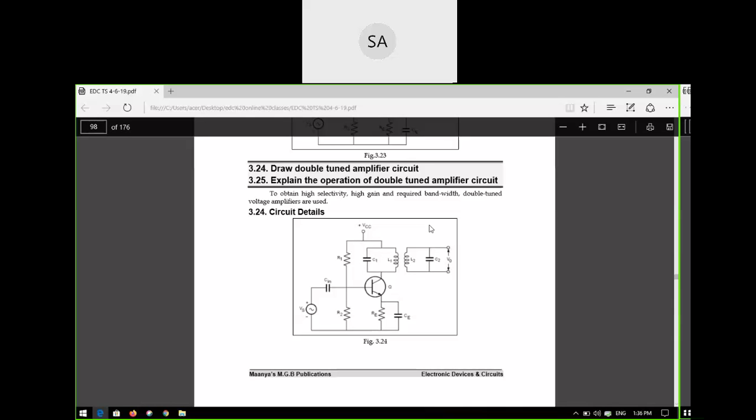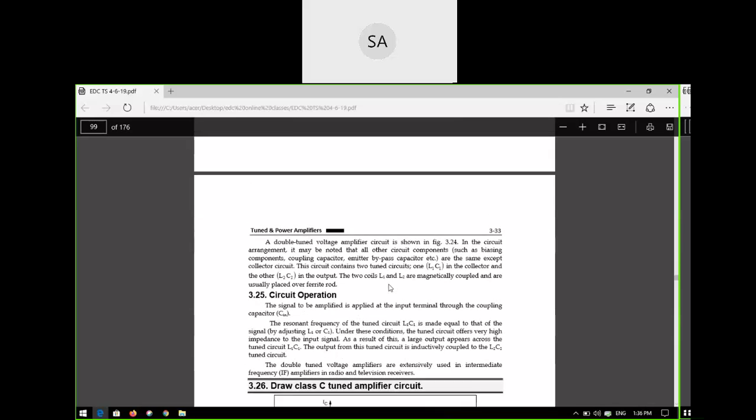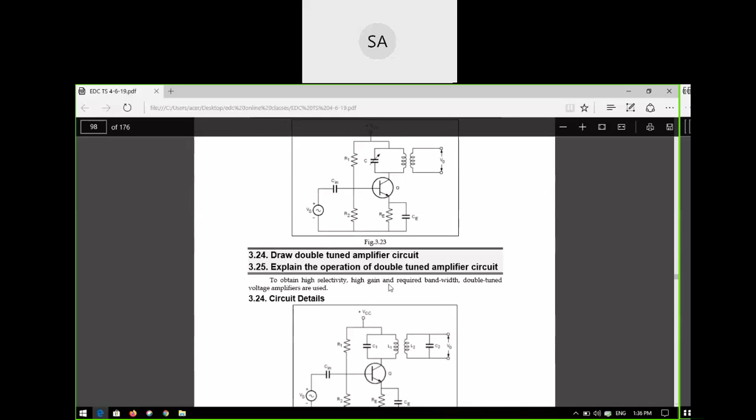What is the main purpose of this double tuned amplifier? Why are we going for a double tuned amplifier? It gives you high selectivity, high gain and high bandwidth. It is a voltage amplifier only, or a class A power amplifier, correct or not? So if you want these qualities, high selectivity, high gain and high bandwidth, you go for double tuned power amplifier circuits.